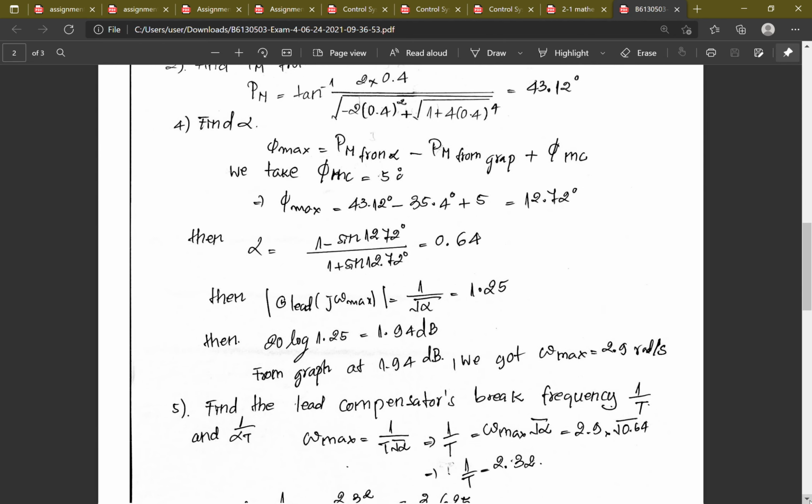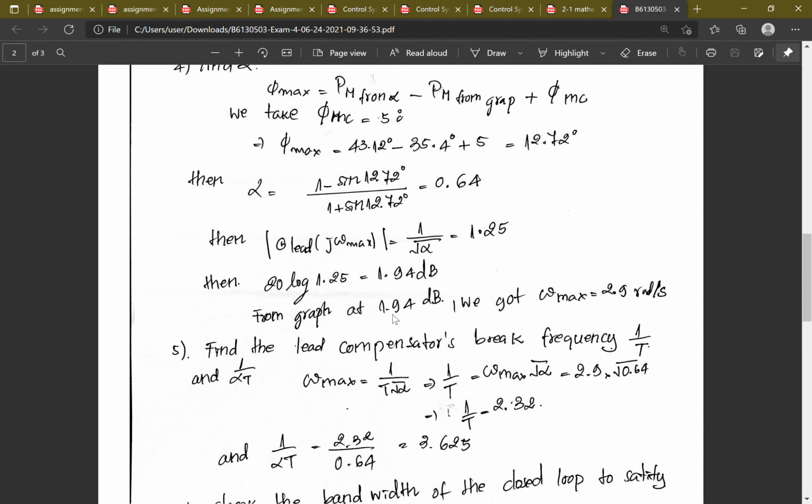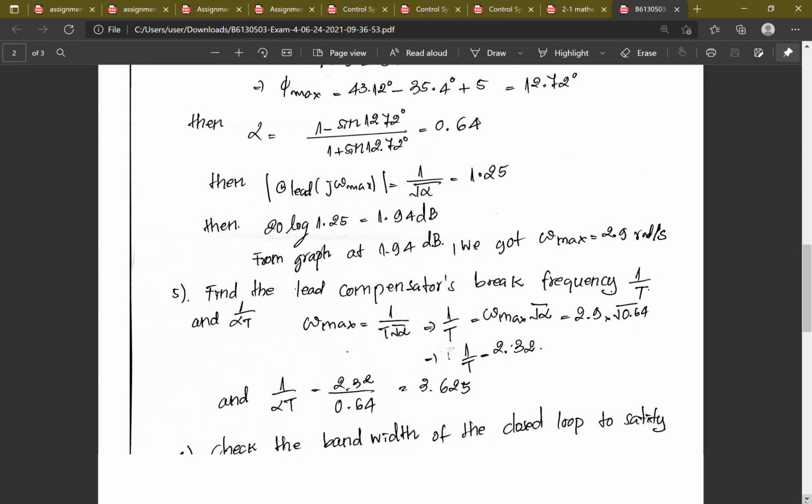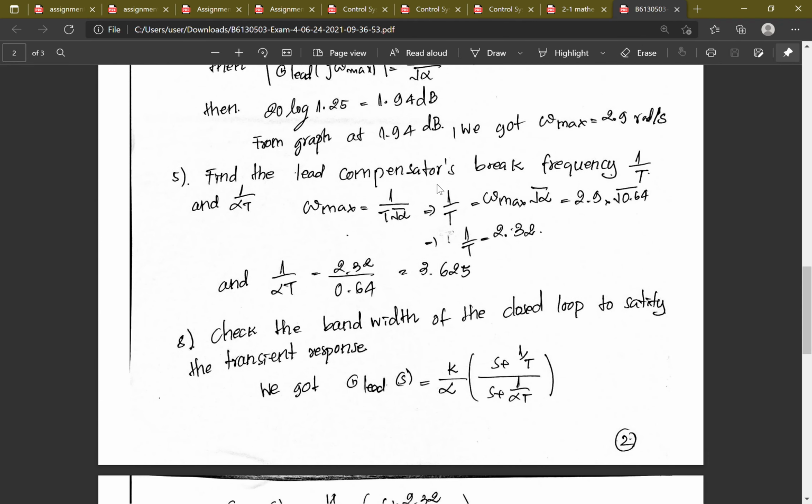And then after we got alpha, we need to find the value of decibel, where we substitute all the parameters, and we got 1.94 decibel. And then from the graph above, we use the value of decibel, and we got omega maximum is 9.4 radians per second. This is the estimated value from the graph that we plotted in the MATLAB code. And then step 5, we need to find the compensator break frequency, which is 1 over T and 1 over alpha T. And when we substitute the parameters, we got this value and this value.